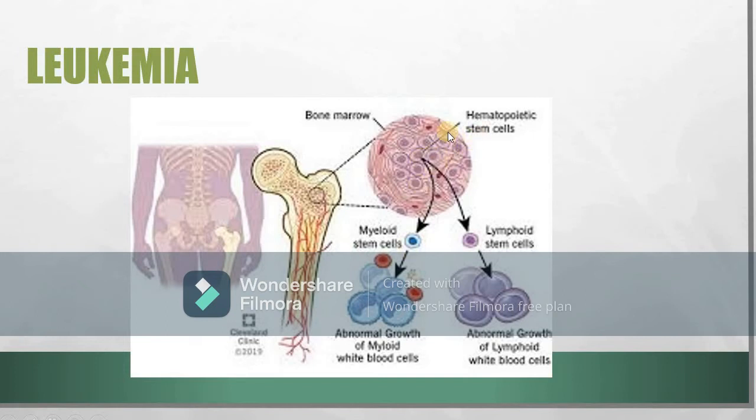These hematopoietic stem cells are myeloid stem cells and lymphoid stem cells. The myeloid stem cells cause abnormal growth of myeloid white blood cells, while the lymphoid stem cells cause abnormal growth of lymphoid white blood cells. And this abnormal growth of white blood cells can cause blood cancer.